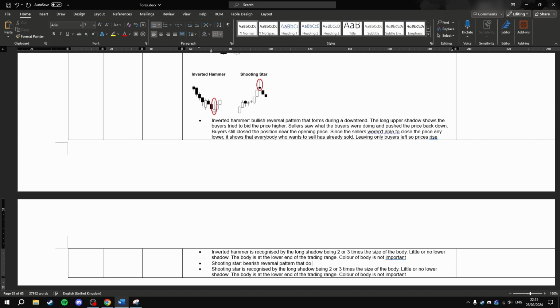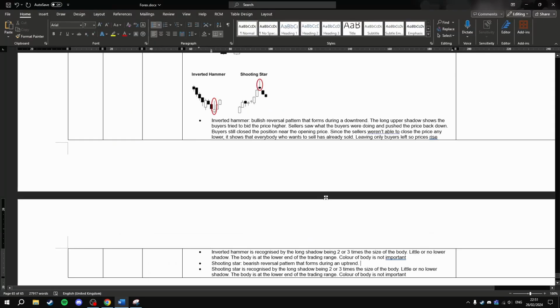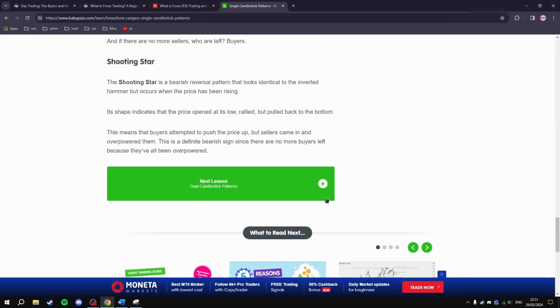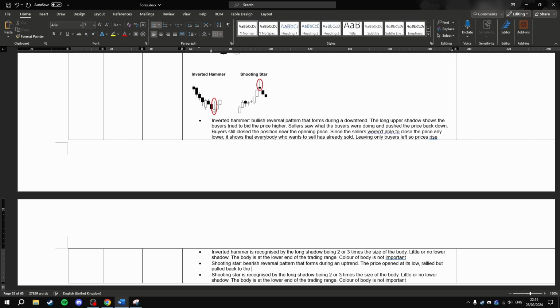Shooting star. That forms during an uptrend. The shape indicates that the price opened at its low, rallied but pulled back down to the bottom, meaning buyers attempted to push the price up, but sellers overpowered them.